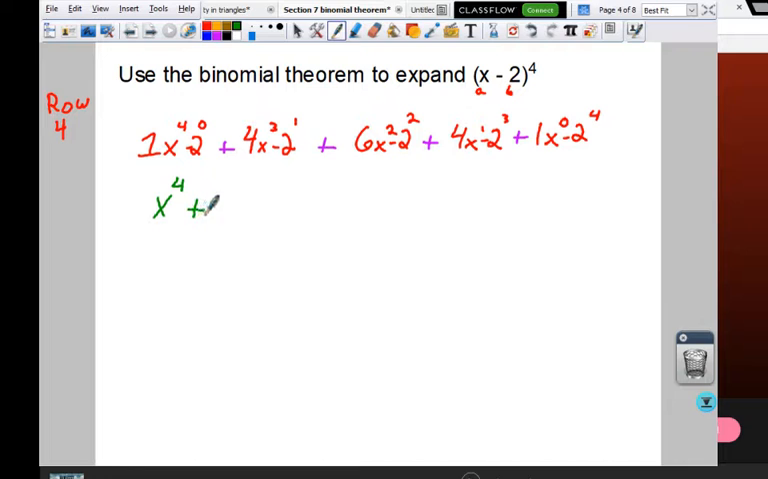I'm going to keep going. Plus, I have 4 times x to the 3, right? And then times negative 2 to the 1. What's negative 2 to the 1? Negative 2. What's 4x to the 3rd times negative 2? What's 4 times negative 2? Negative 8. I have negative 8.